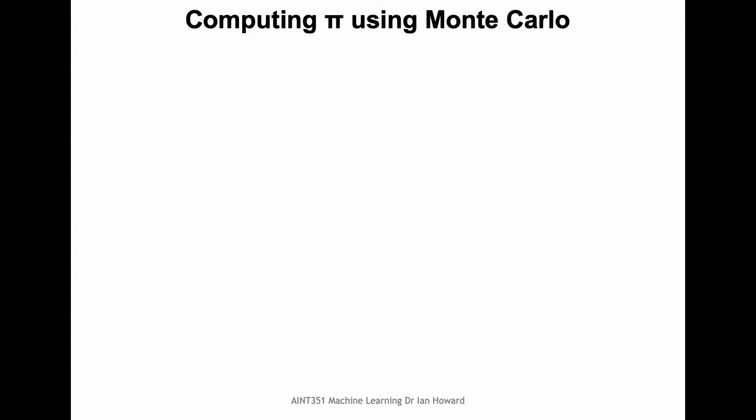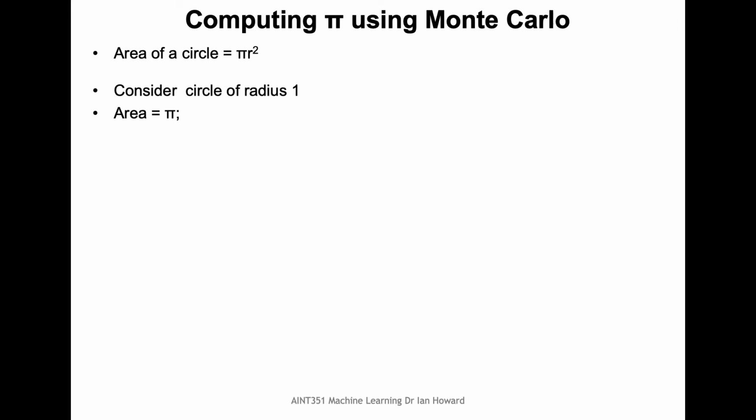We can use Monte Carlo methods to estimate things as well. For example, this is just an example really, for estimating pi using a Monte Carlo method. The way this works is, in this particular case, we know the area of a circle is pi r squared, right?